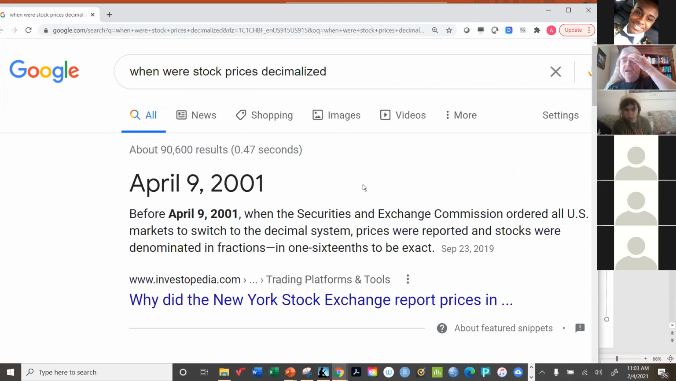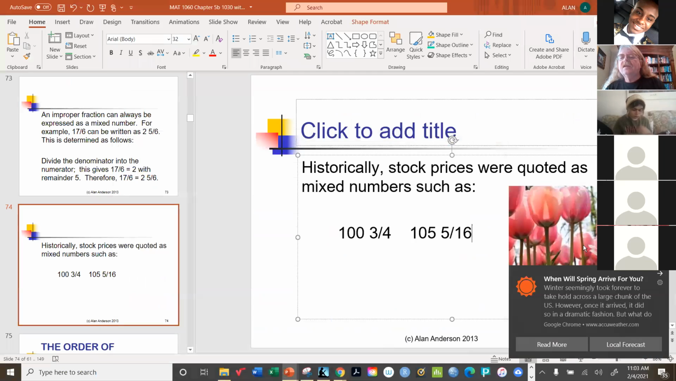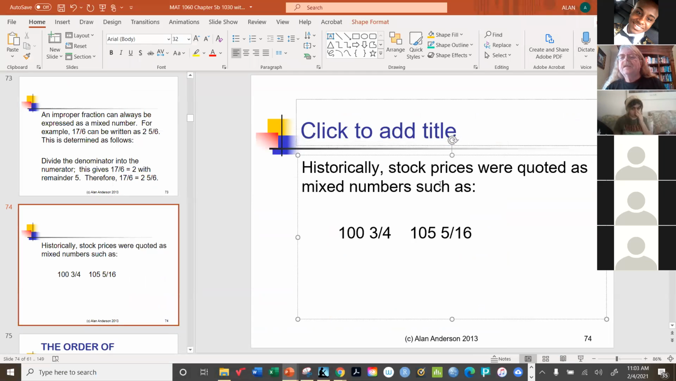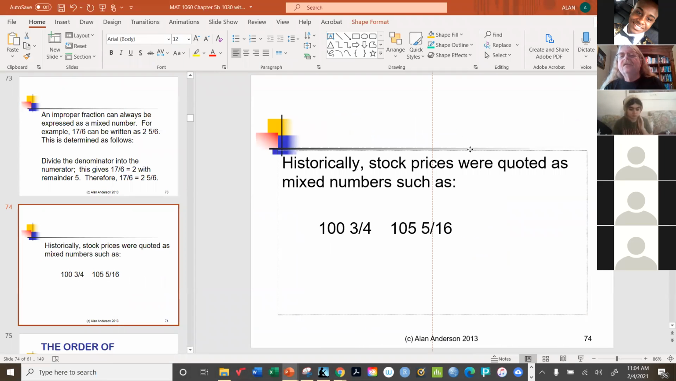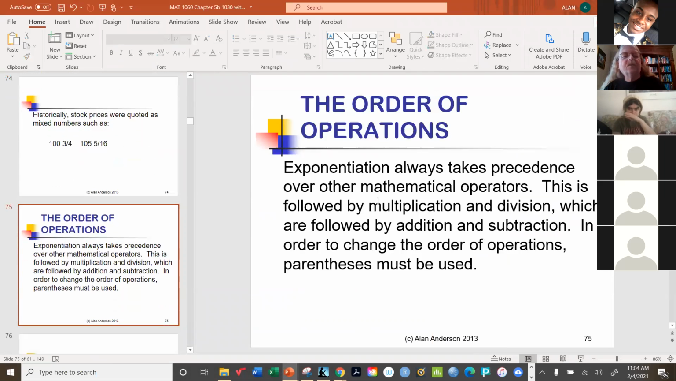So compared to the history of the New York Stock Exchange, it's only been the last 20 years that all stock prices have been reported as decimals instead of mixed numbers. Anyway, the historical reasons for this we can get to at another time, but it is a very interesting story. Sadly enough, we have real work to do here. Once again, we cannot go through it, but we will eventually.